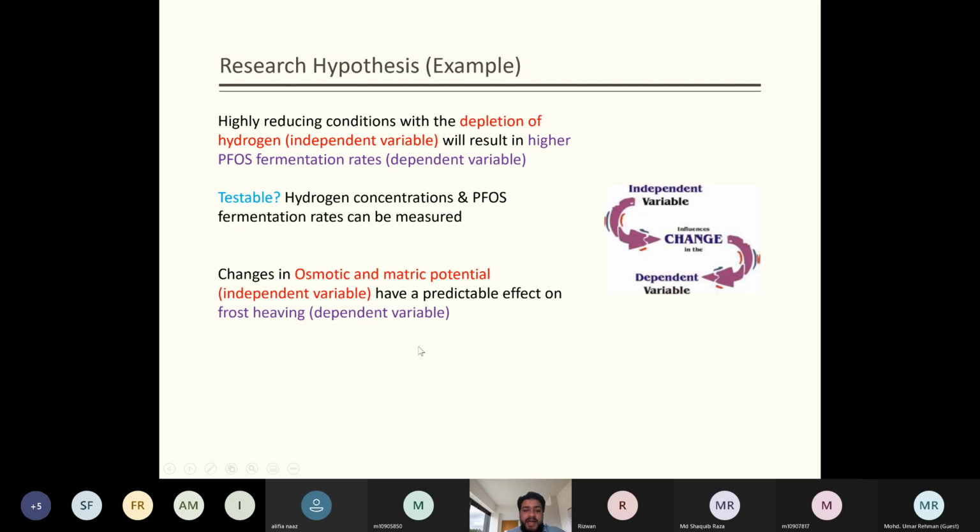But the idea still remains the same, that the topic is specific. It clearly tells you that we are trying to develop a relationship between osmotic and matric potential and frost heaving. And we can test all of this. We can test the osmotic potential in the soil, the matric potential in the soil, and we can also test the heaving in the soil. So it satisfies all the basic criteria required for the research hypothesis.